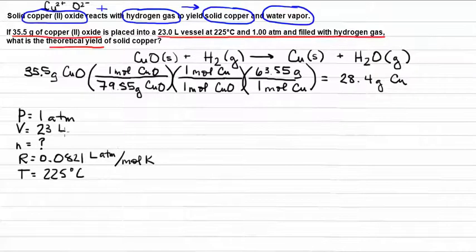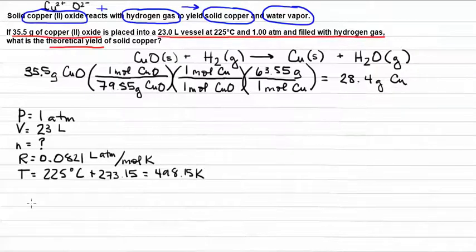So double check and make sure your units make sense. The gas law units tell you what all of the other units should be. So our volume is in liters, that's good. Our pressure is in atmospheres, that's good. We don't have to do any conversions. Moles is going to be moles. Kelvin temperature, Celsius temperature. We have to convert this right away. So 225 degrees Celsius plus 273.15 gives us 498.15 Kelvin.